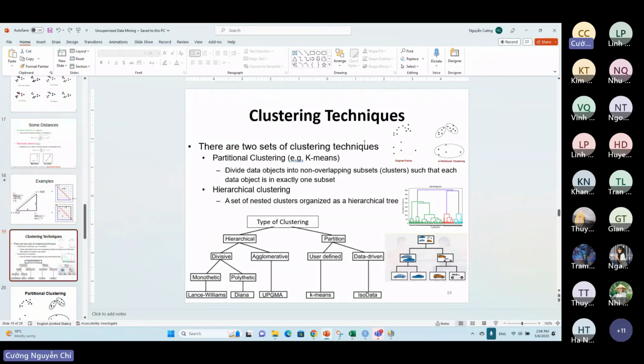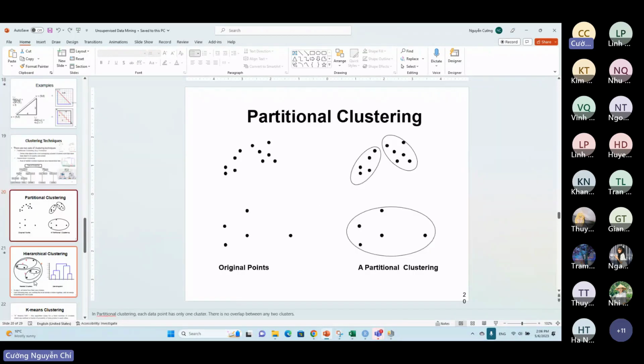About the clustering technique, we have two methods. First of all, partitional clustering, or k-means clustering. That's what we're going to do right after this. And the second way could be hierarchical clustering. This will be the extra reading, so you can learn and read about that one.